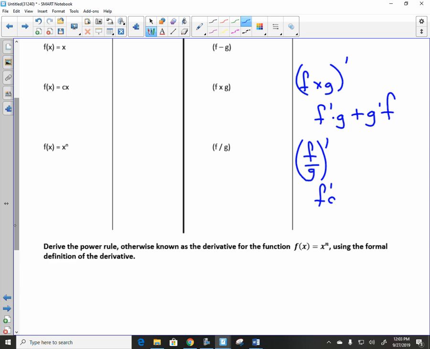There we go. Times g, and then it's minus g prime times f. Somewhat predictable, right? I think you got to divide it all by the bottom squared.